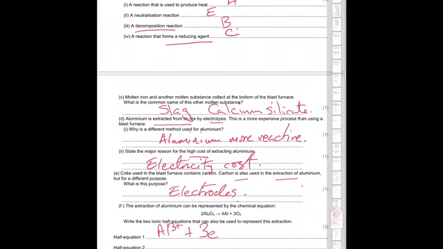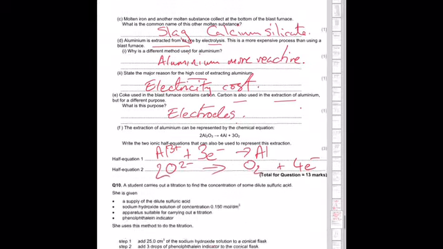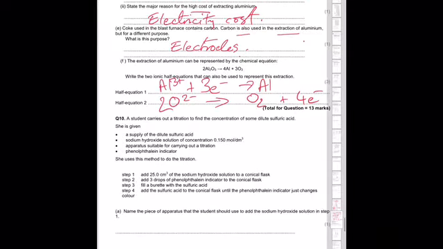So write the two equations for it. So aluminium oxide, which is Al3+, plus 3 electrons goes to aluminium. And the oxide ions, which is O2-, go to O2. So you're going to need 2 oxide ions, and that's releasing 4 electrons. Bit of electrolysis there.